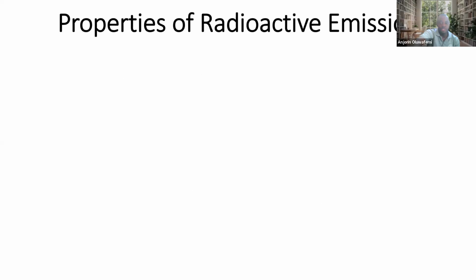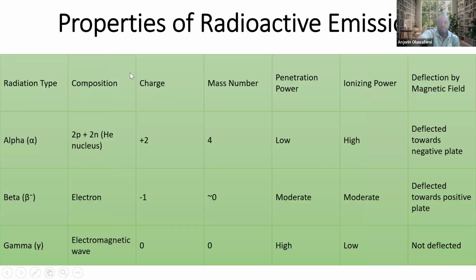Looking at the properties of radioactive emission now, and then using a table to help us look at it at a glance. If you look at this table, you see that we are differentiating in terms of radioactive type, composition, charge, mass number, penetration power, ionizing power, and then deflection by magnetic field. So we are using that to differentiate these radioactive emissions.